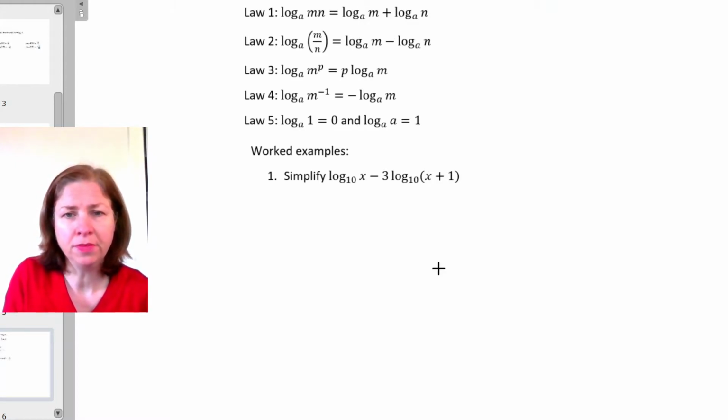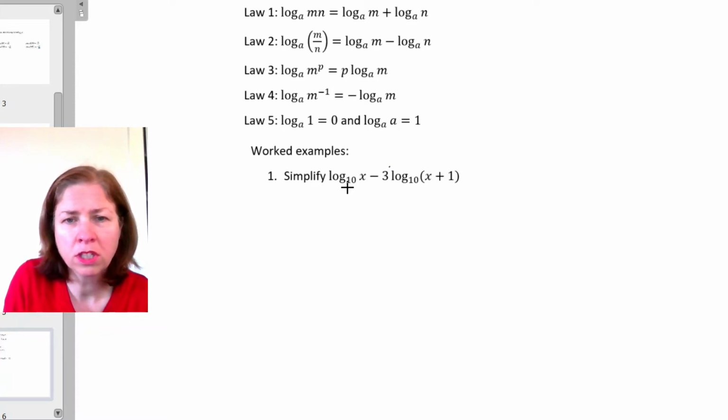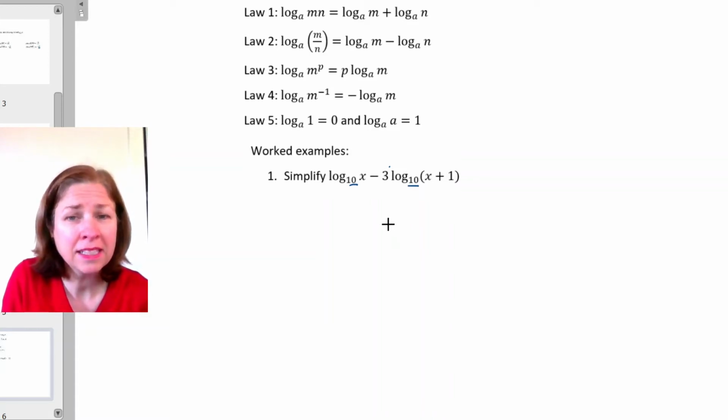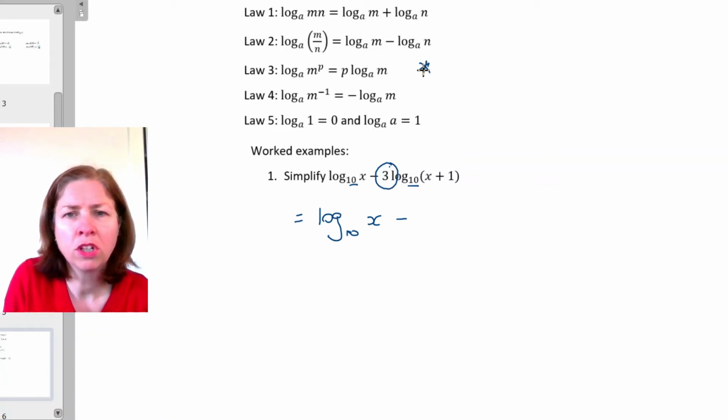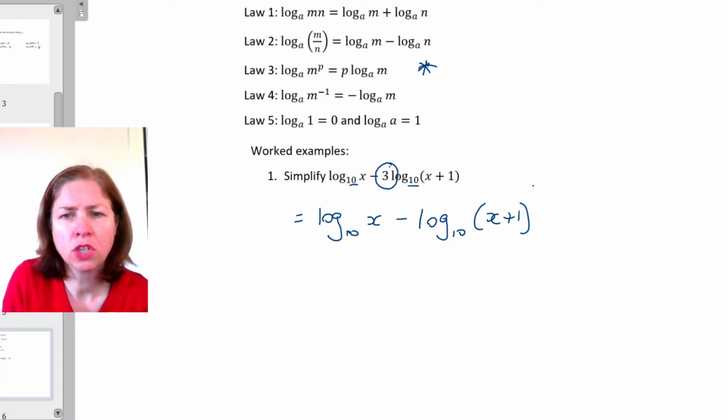First of all here, I've got this to simplify. Now, the first thing that I see here is I've got log base 10 and log base 10. So the bases are the same, but I can't use my second law yet because I've got this 3 in front. So what I'm going to do is rewrite this. I'm going to keep that log base 10 of x minus, and I'm going to bring that 3. I'm using the third log law here. I'm going to make that into log base 10 of x plus 1 cubed. And that's by going this way using my log law 3.